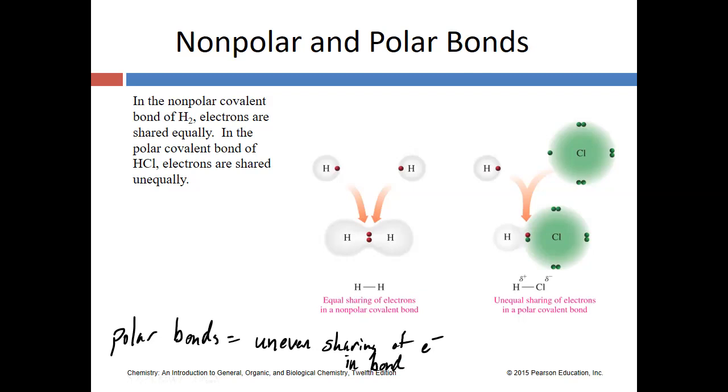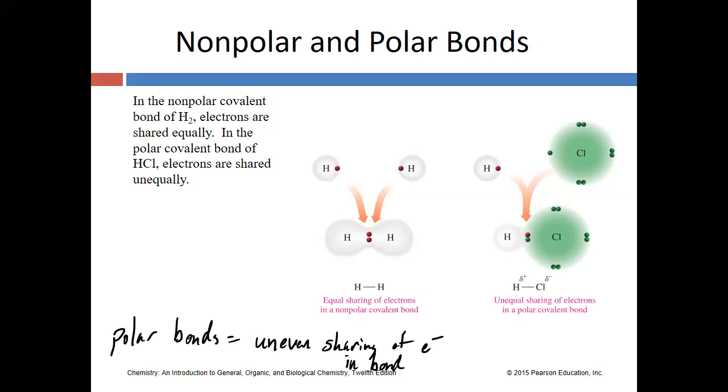So here we have an example of a polar bond and a nonpolar bond at the same time. On the left, we have hydrogen. Hydrogen, when it bonds to other hydrogens, would create a nonpolar bond. And it would be nonpolar because since hydrogen is sharing electrons with other hydrogens, the likelihood of those two atoms sharing evenly is pretty much 100%. They have the same electronegativity.